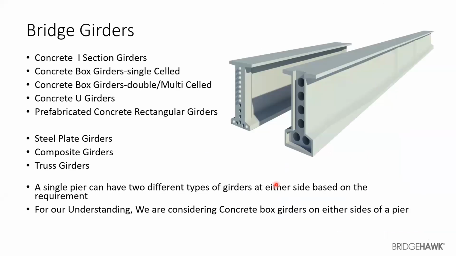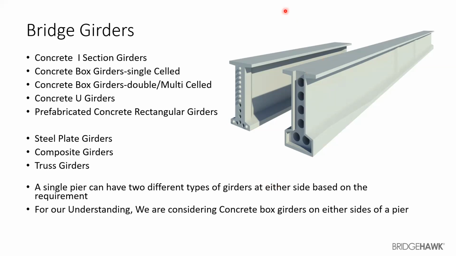When we are coming to the bridge girders, as I said, we could have a combination of different types of girders. We've got concrete I section, concrete box girders, single cell, multi-cell, U girders, and other girders as well. As well as we've got steel plate girders, truss girders, and a variety of combinations.